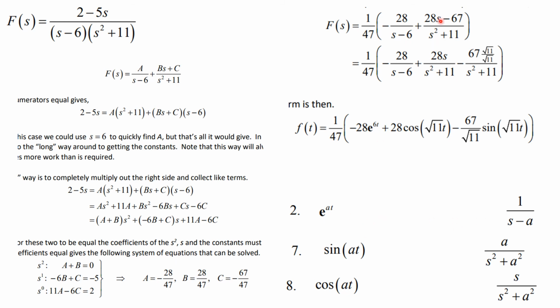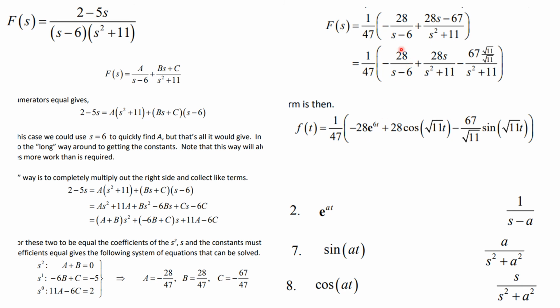But over here, what I have is not the right thing, but my denominator is s squared plus a squared. So I do some work on this. The first thing that I'm going to do is break it up this way. But then I need to have a square root of 11 here, and so I multiply by square root of 11, but I divide by the square root of 11. So what I have then is I will pull out the constants. The 1 over 47 is out here, minus 28 in front.